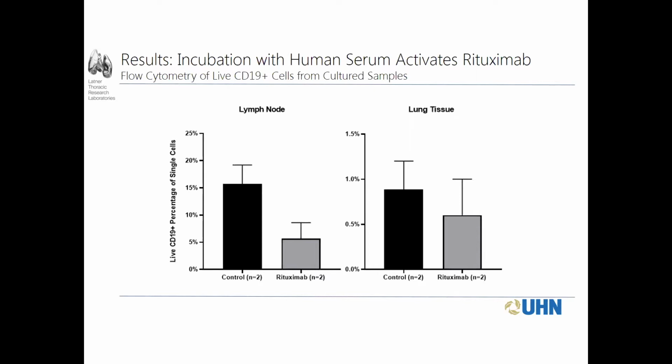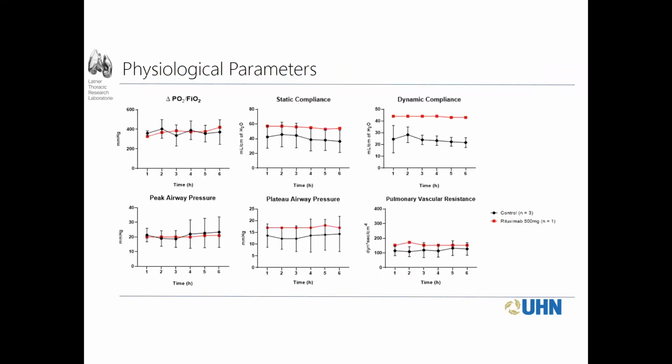We also looked at these physiological parameters just as a safety assessment to make sure that the rituximab is not causing the lung to go crazy or anything. Now, I don't understand all of these parameters, but our lung guys do this pretty routinely, and you can basically see that regardless of whether you get rituximab or control, the physiological parameters remain about the same. So the rituximab doesn't appear to be harming the lungs in any way.